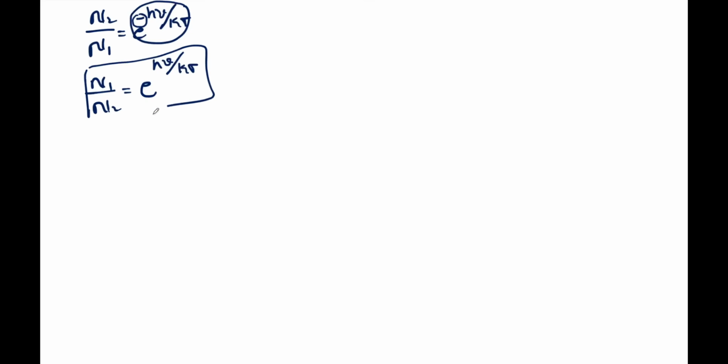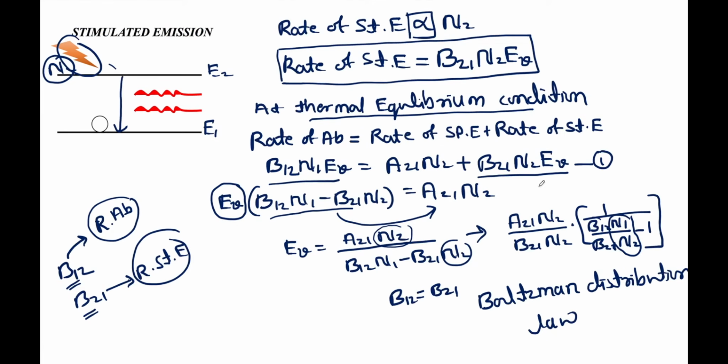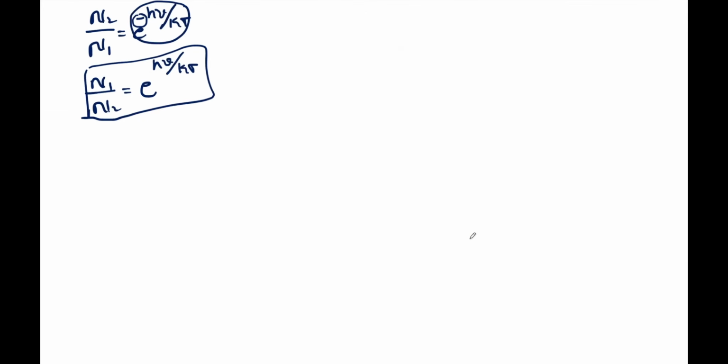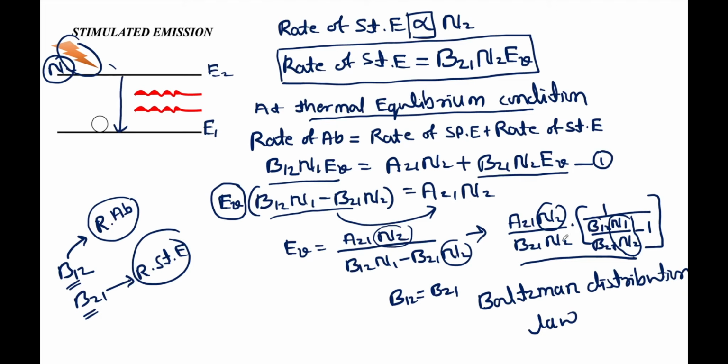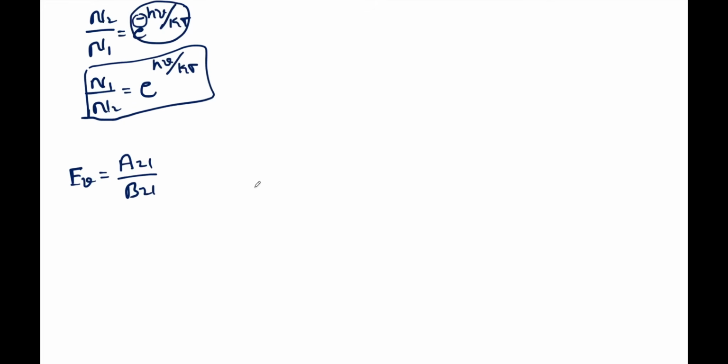Okay. We got it. We just substitute here in this equation, and ultimately the equation which we are getting is E nu is equal to A21 by B21, because here N2 will get cancelled, into 1 by e raised to h nu by kT minus 1. We got one equation. Okay. This is the important equation.